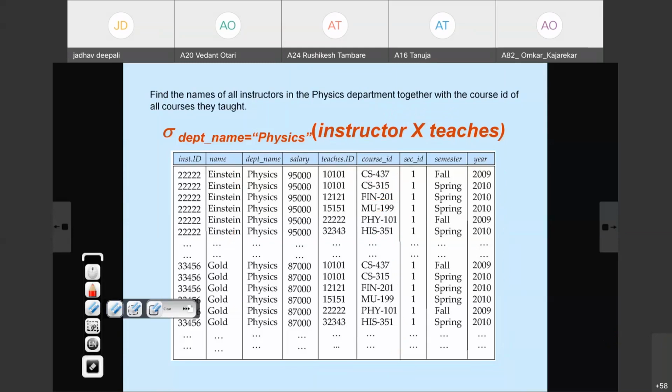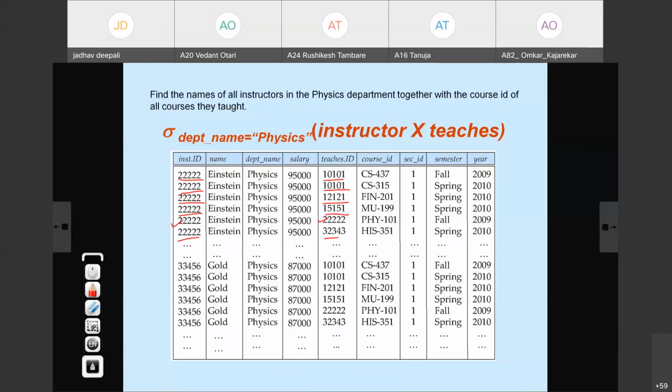combines, or attaches, every tuple of instructor with every other tuple of teachers, and here we can observe that the instructor ID is not equal to teachers ID in most of the tuples. Both are not equal. Here only it is equal. Means we need to select only those tuples where instructor.id is equal to teachers.id.